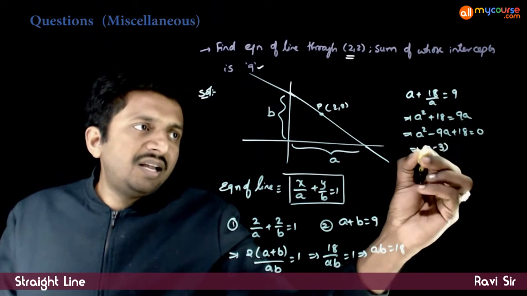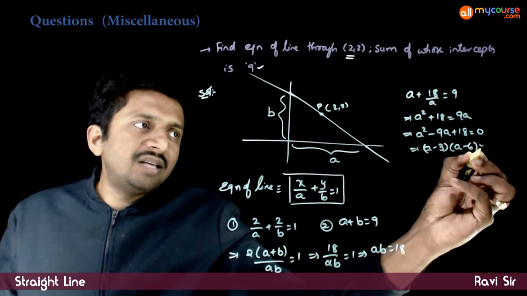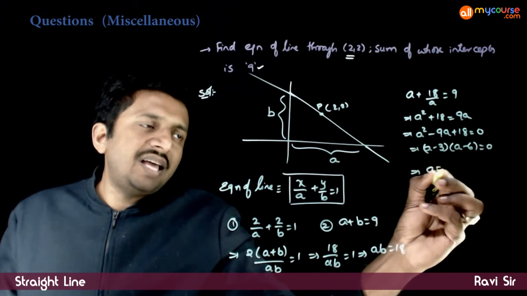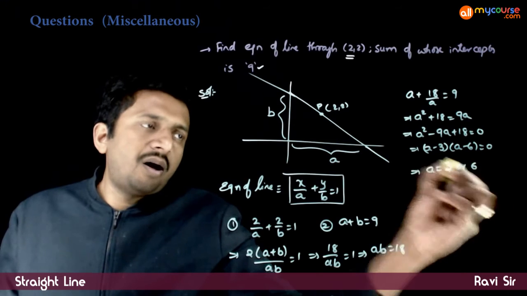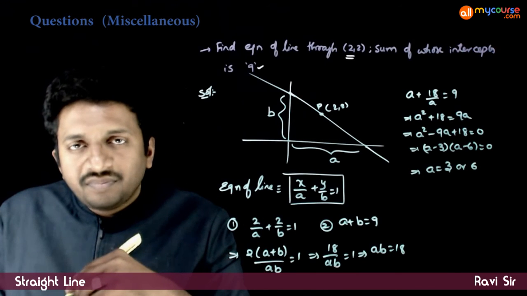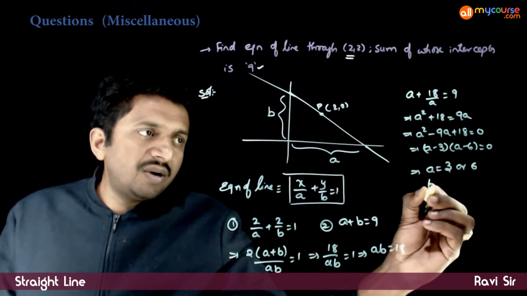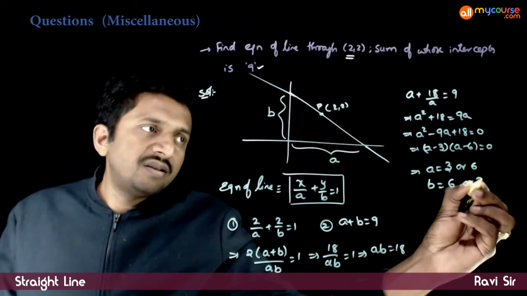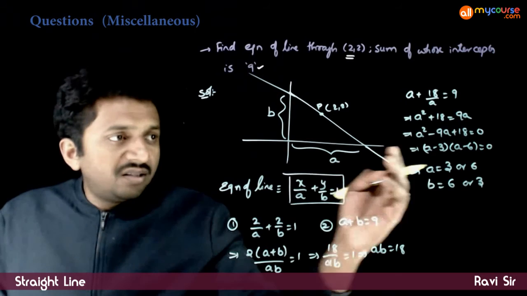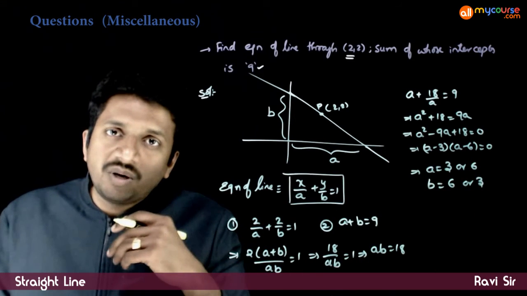(A minus 3) times (A minus 6) is equal to 0. This implies A is either equal to 3 or 6. So if A is equal to 3, B is equal to 6. If A is equal to 6, B is equal to 3.